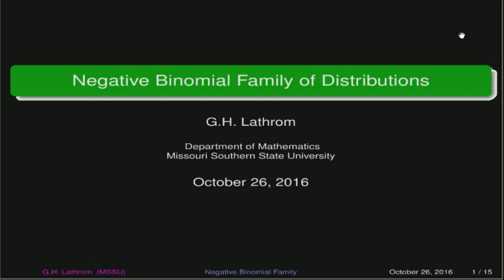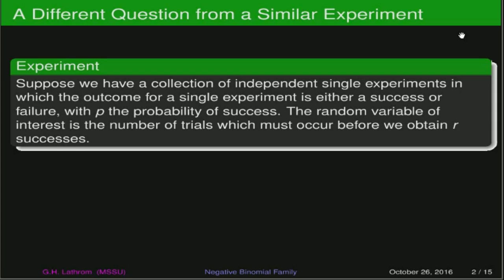Now, for those of you who have seen our previous videos on the binomial family of distributions, this setup should look pretty familiar. We start out with a collection of independent single experiments, and for a particular experiment, we have two possible outcomes. We either have a success or we have a failure. We'll assume that the probability of success on a single experiment is p. And the random variable that we're going to be interested in is the number of trials that must occur before we have r successes.